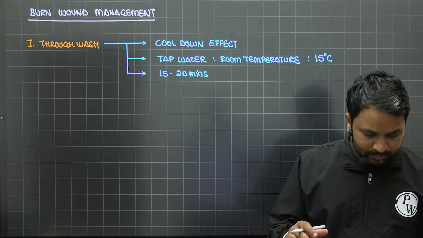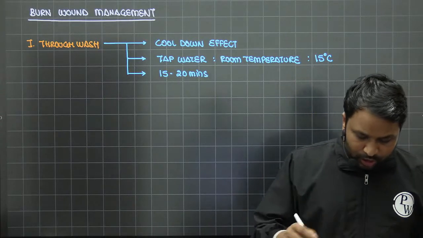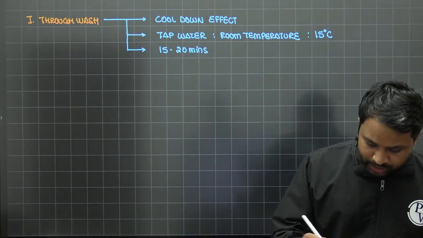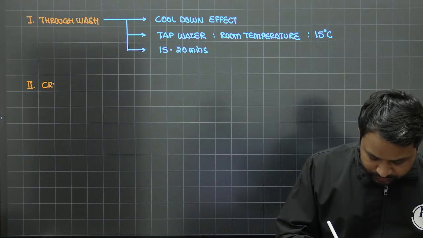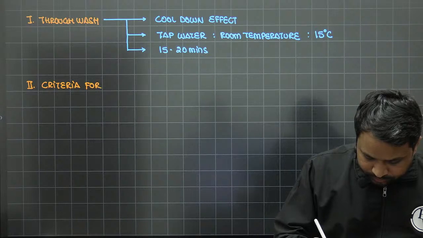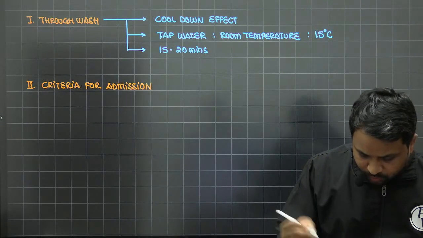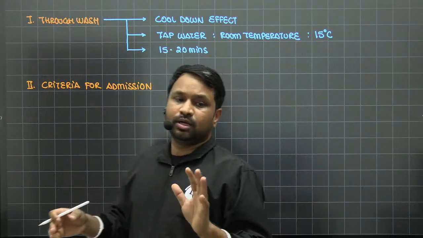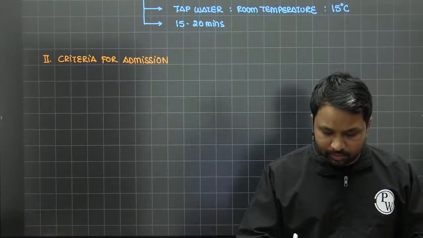and all that. Okay? Now, once you have given a wash, you would look for criteria to admit the patient in a burn ward. Okay? So we have the criteria for admission. So given the wash, now you will see whether the patient can be admitted or should be admitted or not. So what are the criteria for admission in a burn ward?